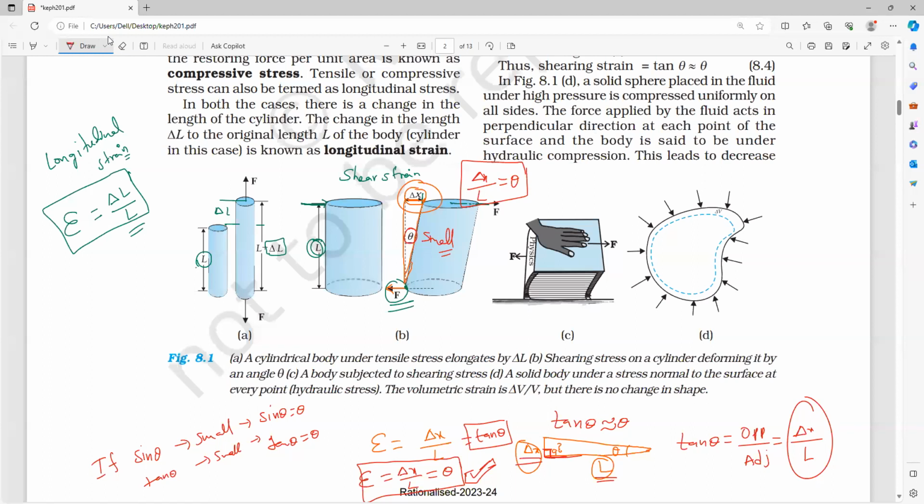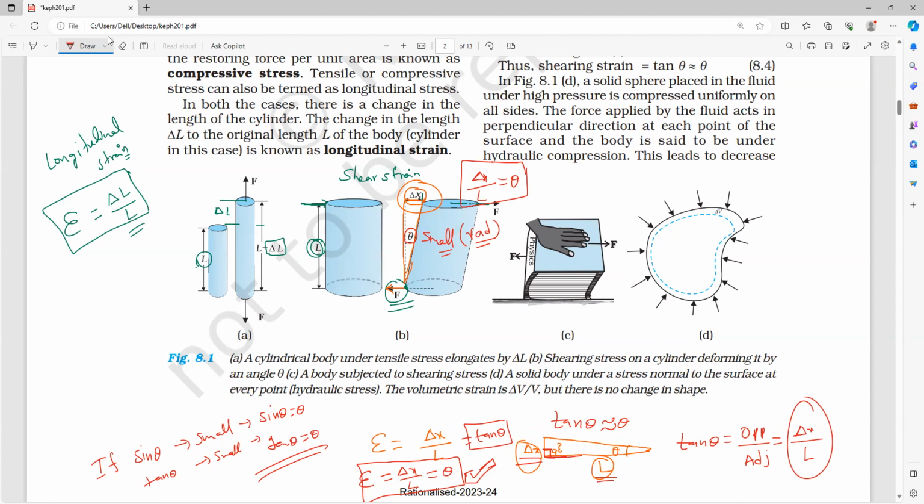Please respond, guys. All of you understand? Yes, sir. So if theta is very, very small, for sine theta and tan theta, we will consider them equal to theta. And here, can you tell me what the unit of theta is? Angle. What is the unit of theta? Radians. Note it. Theta will be in radians. So this is about shear strain.